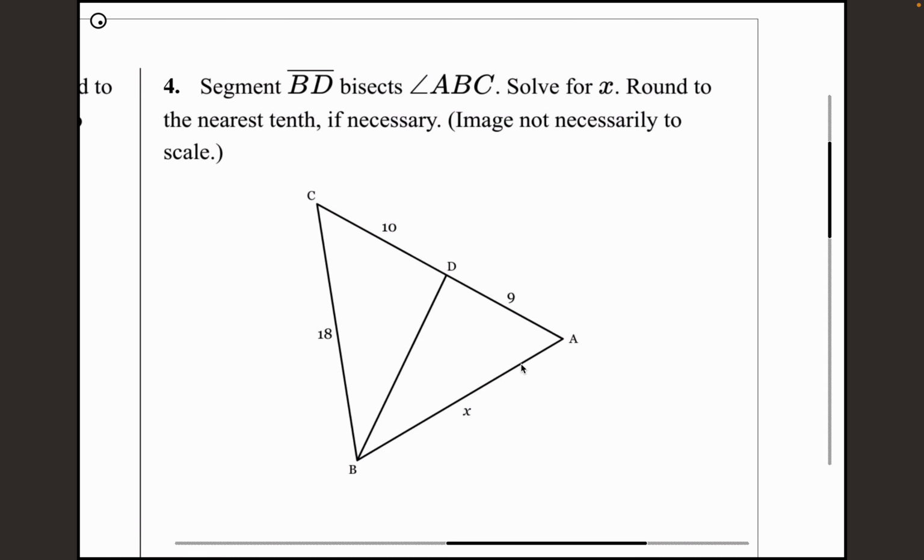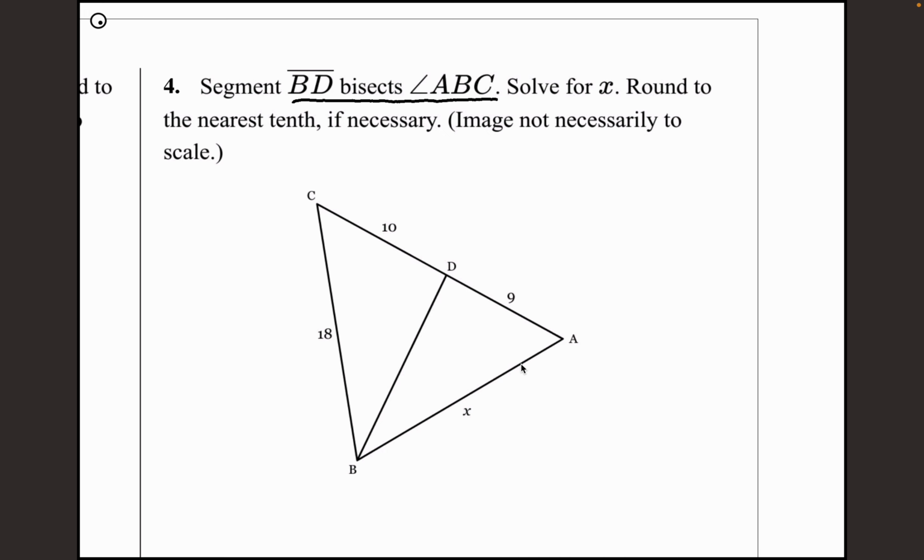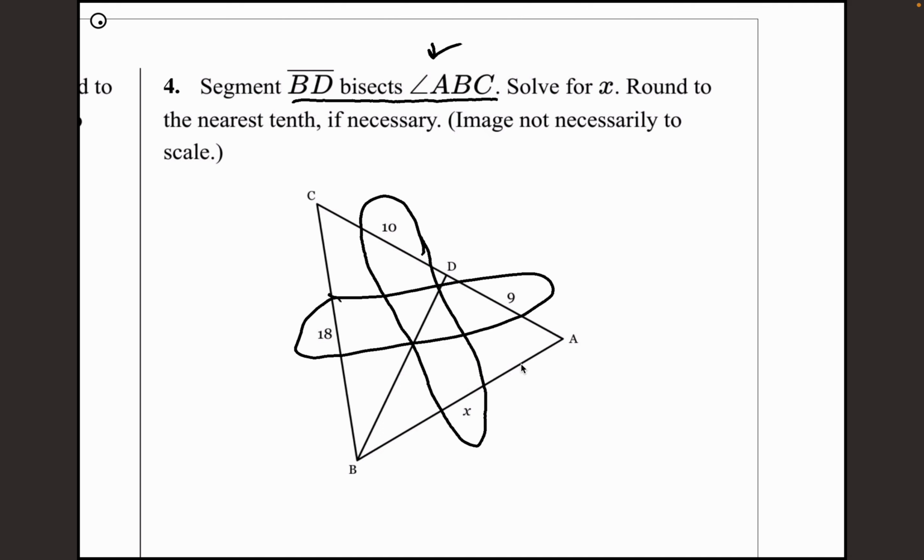Segment BD bisects angle ABC. Okay, again, it is an angle bisector, so it's bisecting angle ABC. So again, when we have an angle bisector, we are going to cross multiply and create that little butterfly. So I have 18 times 9 equals 10 times x. 18 times 9 is going to be 162 equals 10x.